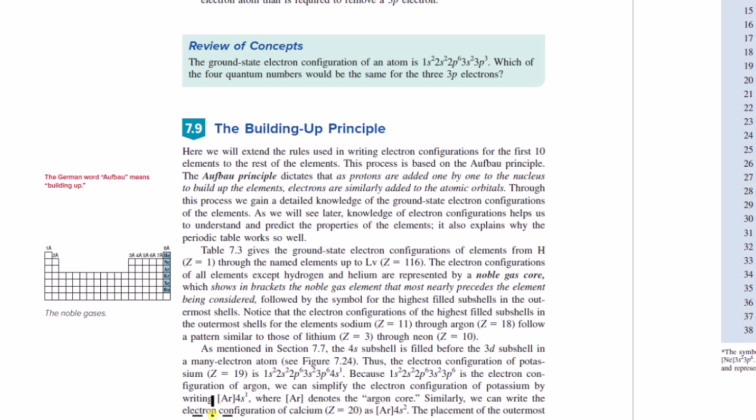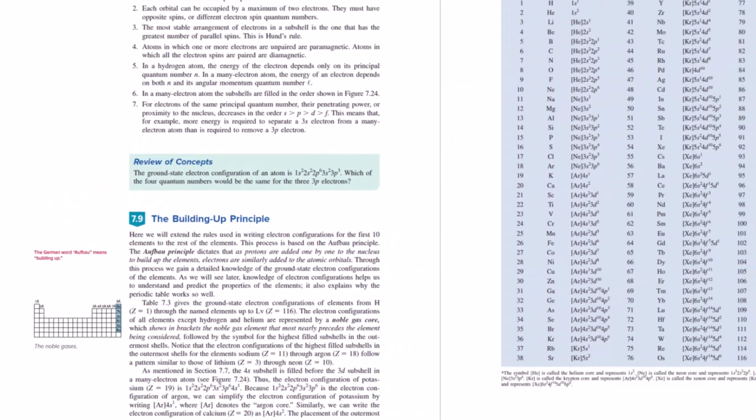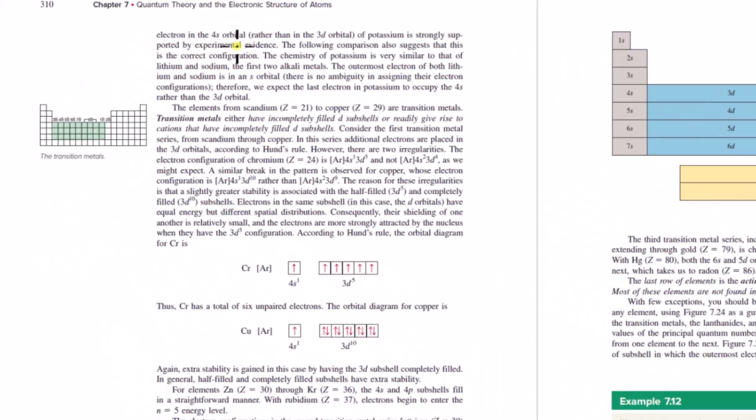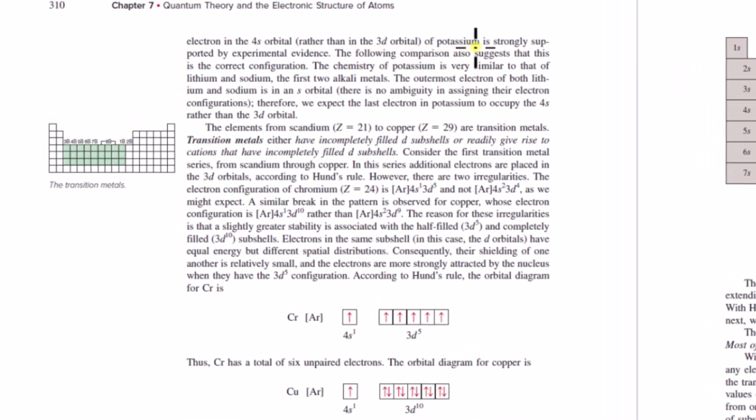Similarly, we can write the electron configuration of calcium, which comes after potassium, as [Ar] 4s2. The placement of the outermost electron in the 4s orbital rather than in the 3d orbital of potassium is strongly supported by experimental evidence. The following comparison also suggests that this is the correct configuration. So they're saying that starting with the 4s instead of the 3d is supported strongly by experimental evidence.